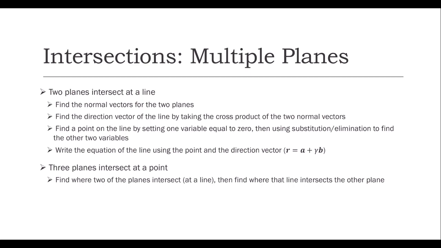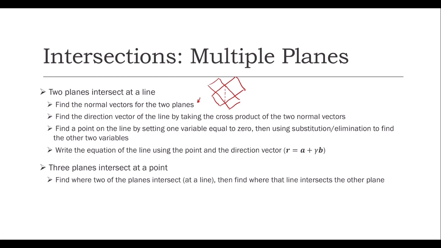Now we have intersections of multiple planes. So if we had two planes, then they would intersect at some line. It's kind of hard to picture because it has to be in 3D, but they would intersect at a line. So to find the intersection, you need to find the normal vectors for the two planes.